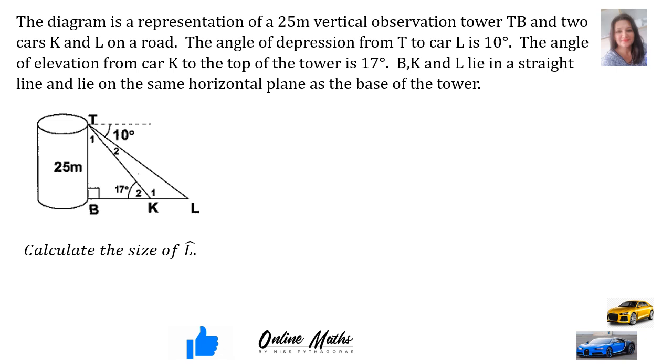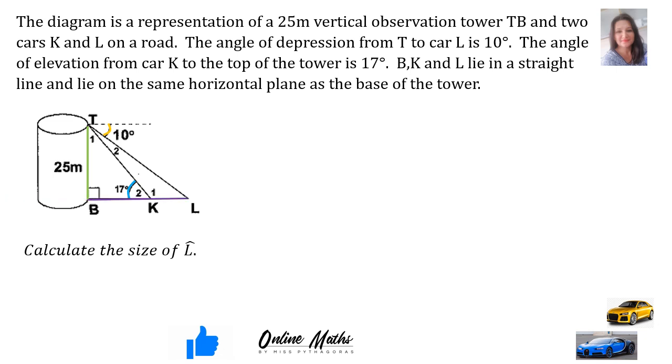The diagram is a representation of a 25-meter vertical observation tower, TB, and two cars, K and L, on a road. The angle of depression from T to car L is 10 degrees. The angle of elevation from car K to the top of the tower is 17 degrees. B, K and L lie in a straight line and lie on the same horizontal plane as the base of the tower. Calculate the size of angle L.